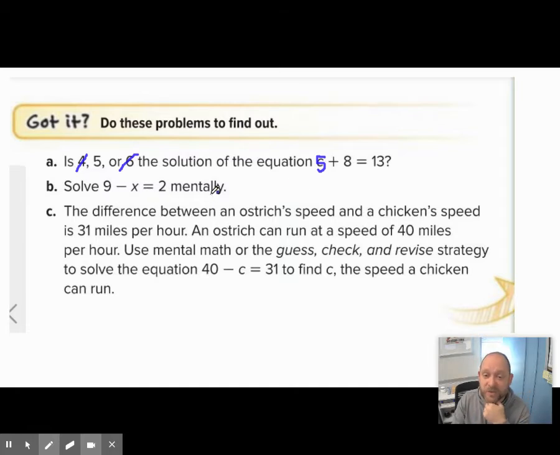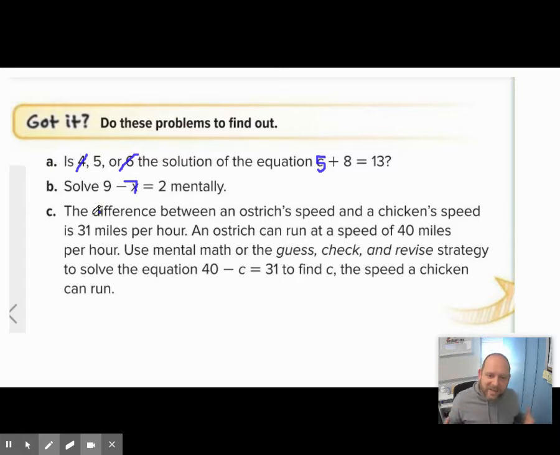9 minus x equals 2. Well, again, I can guess and check, or I can use what I know. So 9 minus 9 would give me 0. In this case, I don't want to get 0, I want to get 2, so that means I need to take 2 less away. And 2 less than 9 would be 7. So in this case, I know that 9 minus 7 equals 2. I can also just start plugging single-digit numbers in there and get to the right answer. It doesn't matter what method you use as long as you get there.